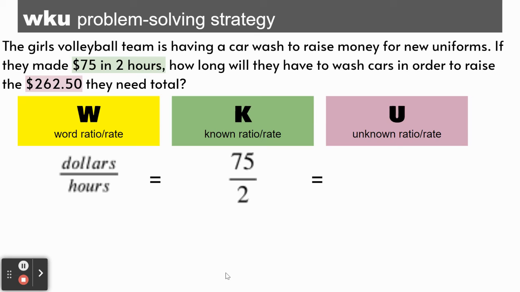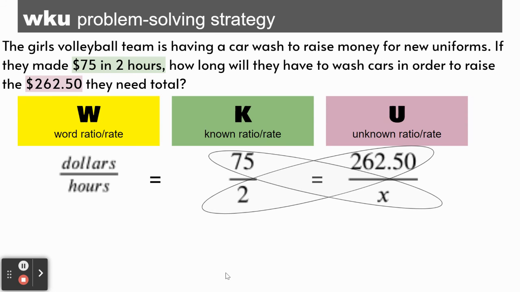And then they give us $262.50. So the trick here again is figuring out, is that $262.50 going to go on the top or the bottom? That's why we love the word rate, because it says dollars are on top. So we know that that $262.50 is going to go on top. Okay, and the variable, the unknown, will go on the bottom because it's asking us how long, right? How many hours.